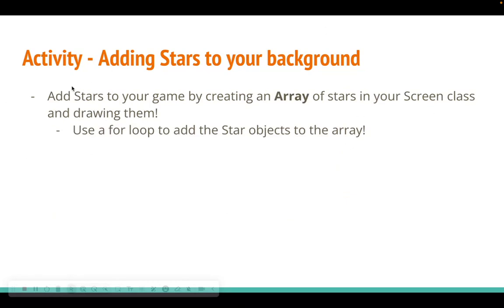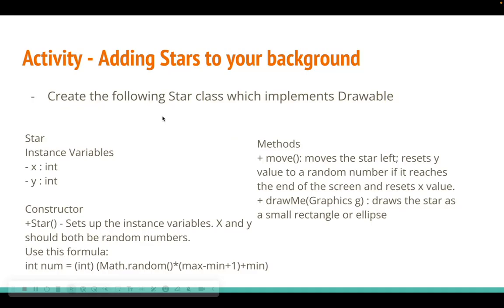Okay, so after you're done with this, real quick, just add the stars to your game by creating an array of stars, which means the size is always the same, in your Screen class, and then loop through them to draw them. And then additionally, make sure that in your animate function, you are looping through them again to make sure that they are moving.